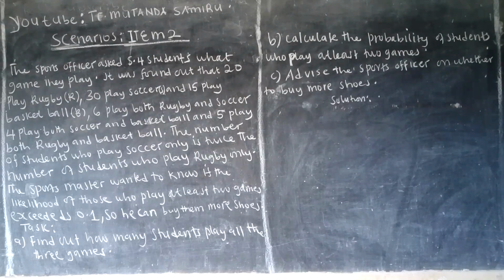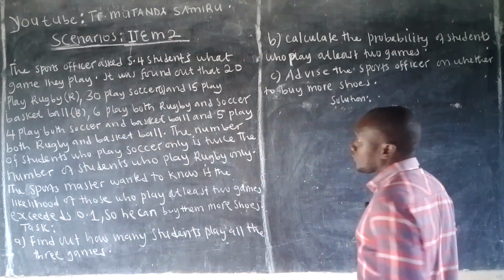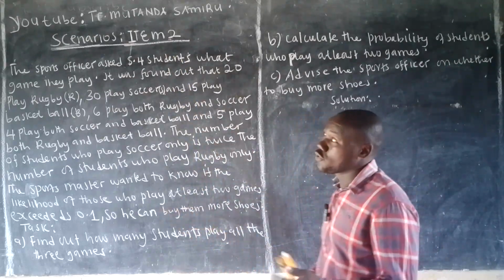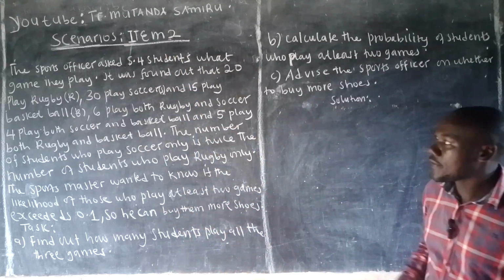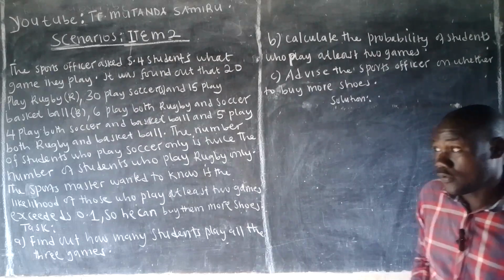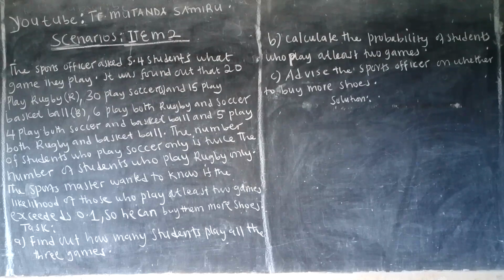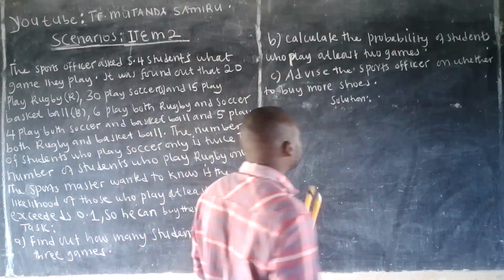Okay, good. So we are still in set theory, and we are going to look at item 2 of the scenarios. So let's see what they gave us here. They're saying the sports officer asked senior 4 students what game they play. It was found out that 20 play rugby. Now let's start summarizing straight away.